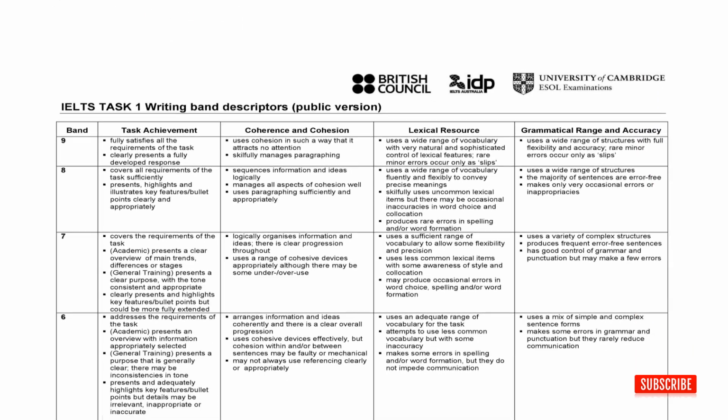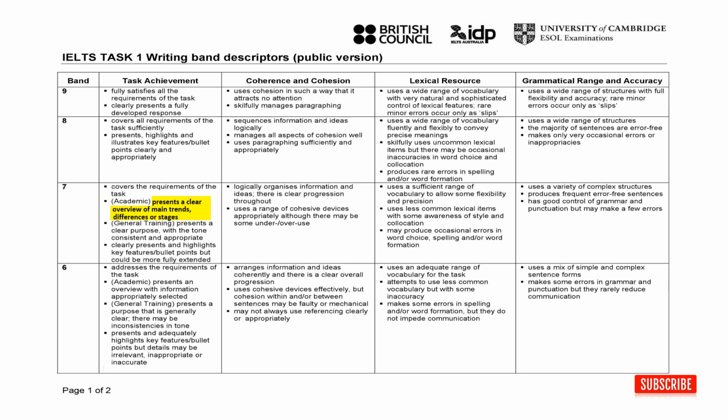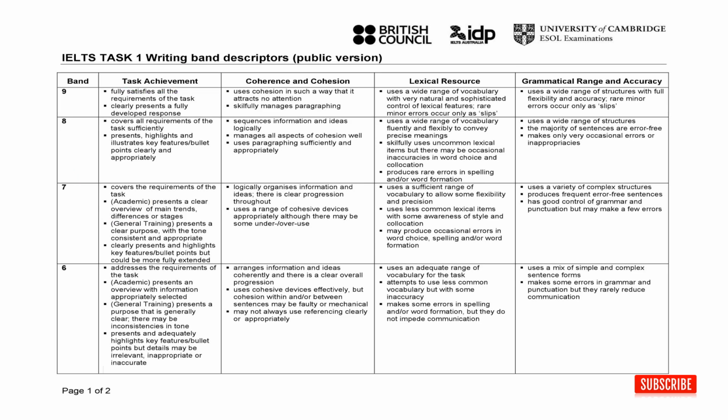In the public version of the Writing Task 1 Band Descriptors, it is written that candidates who present a clear overview of main trends, differences, or stages get Band 7 for their task achievement. This is one of 4 criteria on which your writing task will be evaluated.